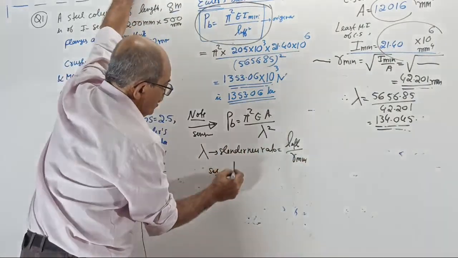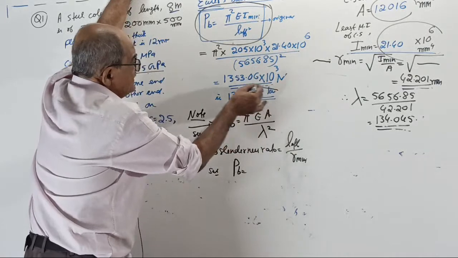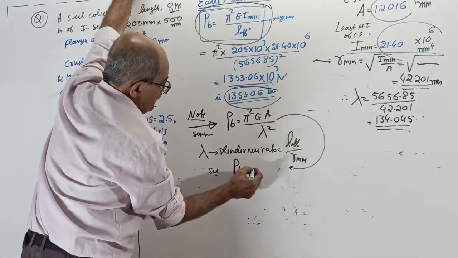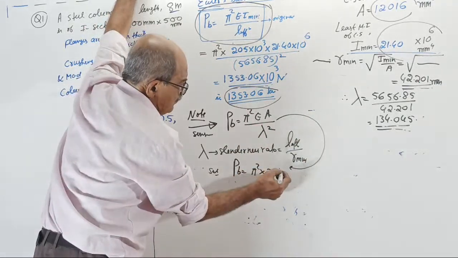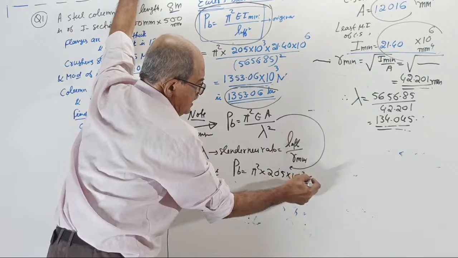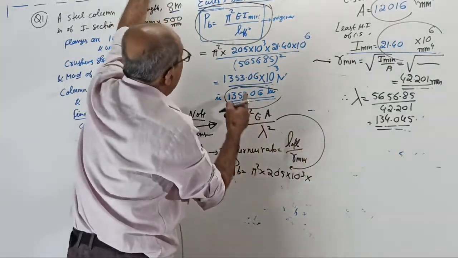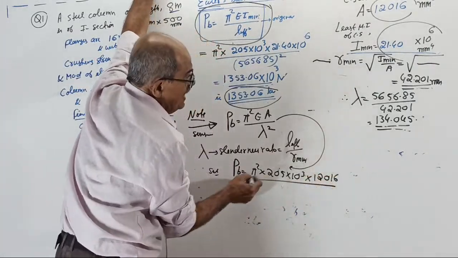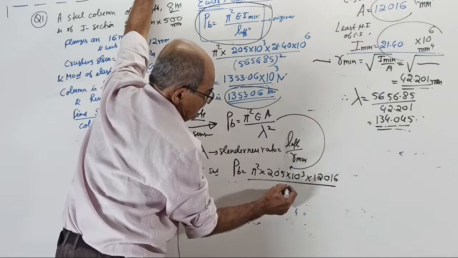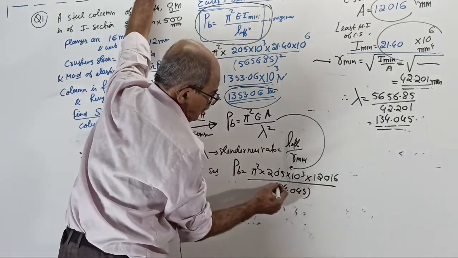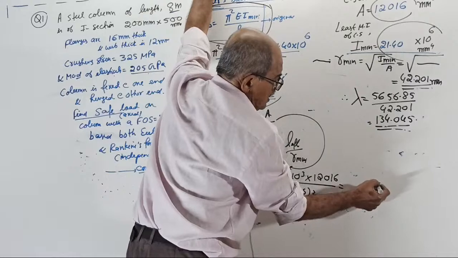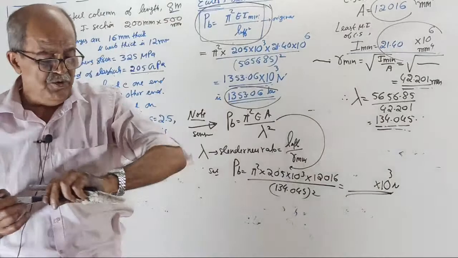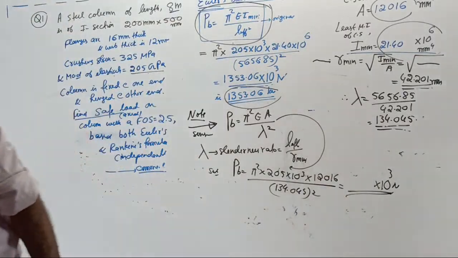substituting into Euler's buckling load, the same answer has to come by using the more sensible formula: pi square into 205 into 10 to the power 3 into I minimum into the area you require, divided by lambda square, that is 134.045 square. Tell this answer also in 10 to the power 3 Newton.